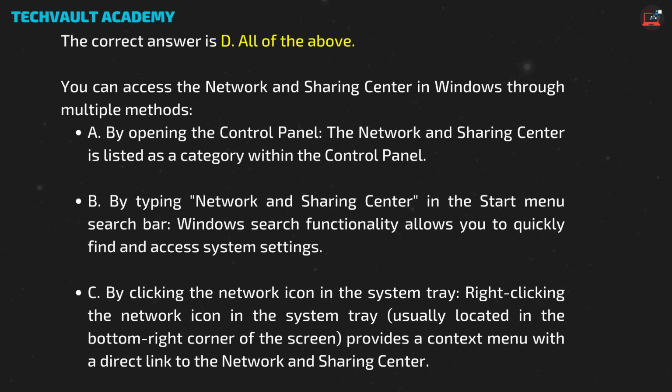C. By clicking the network icon in the system tray. Right-clicking the network icon in the system tray, usually located in the bottom right corner of the screen, provides a context menu with a direct link to the Network and Sharing Center.